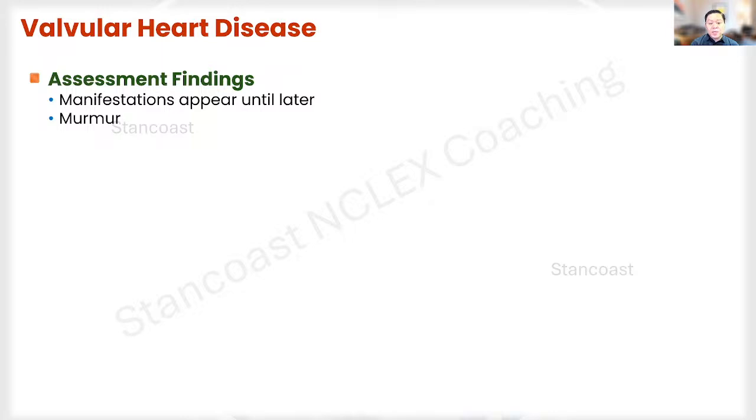And there will be murmurs that can occur because of the turbulent blood flow. And the timing of the murmur can also be either in the diastolic phase or the systolic phase. And this can also aid in the diagnosis of what kind of valve is being affected here. Okay, so it could be a diastolic or a systolic murmur. And we will talk about this in detail later on.